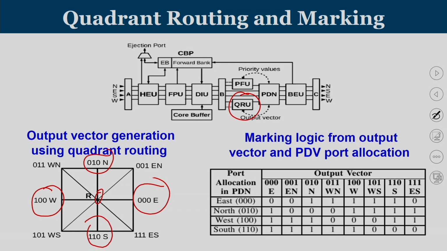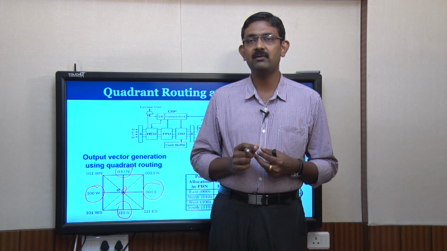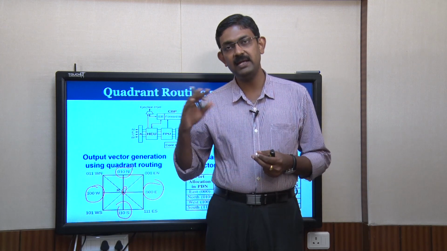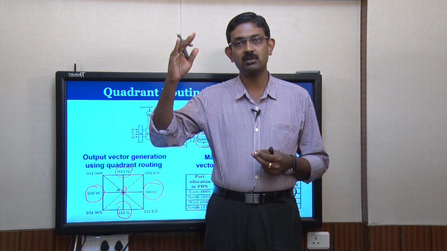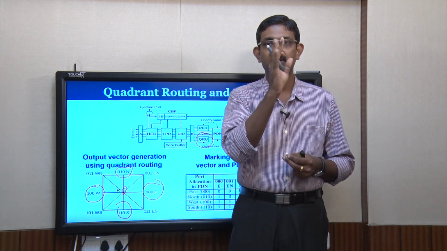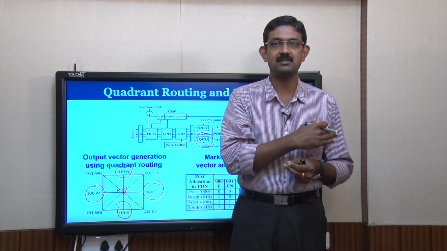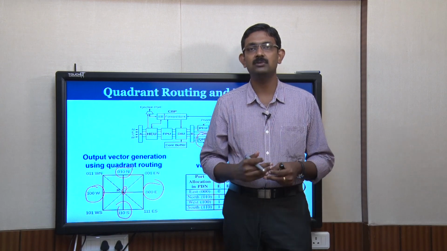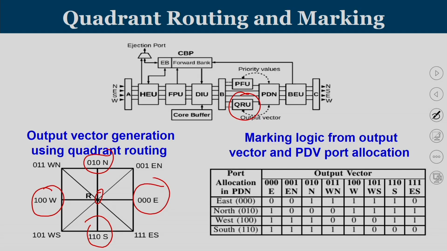So let us say in the current router you got a packet. The packet will belong to one of these 8 quadrants. It can be east, east north, north, northwest, west, then southwest, south, and then southeast.